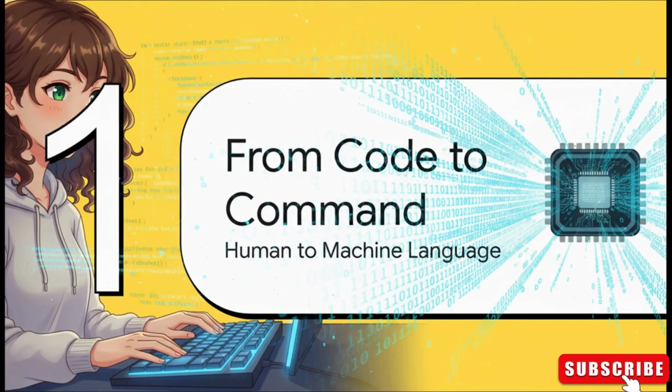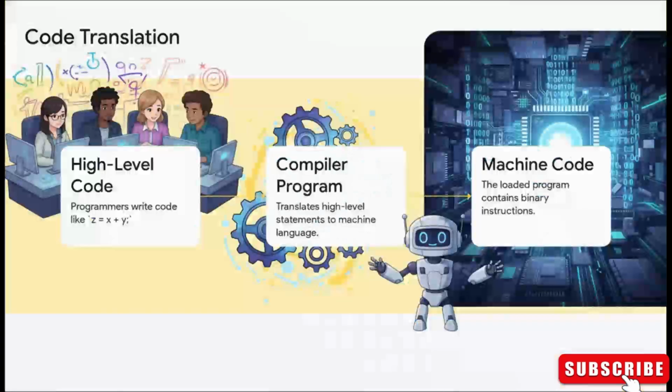First stop, translation. That little line of code, z equals x plus y, makes perfect sense to us. But to the processor, it's gibberish. Total nonsense. So, before anything can happen, it has to be converted into the only language the hardware speaks, the language of ones and zeros, binary. This whole translation thing happens thanks to a really important program called a compiler.